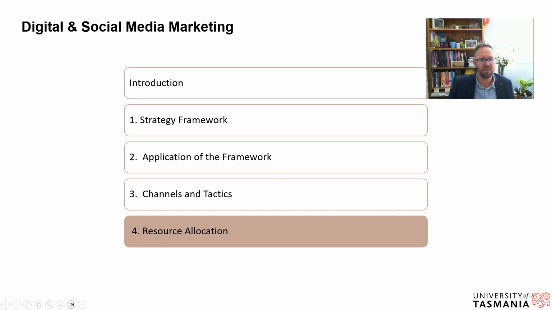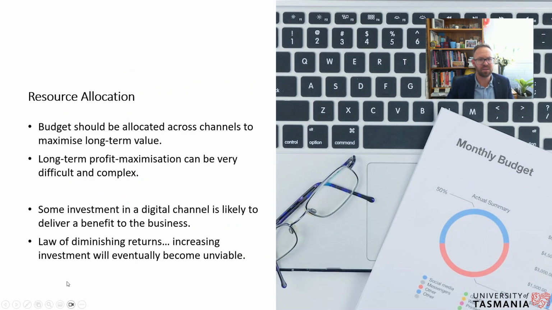All right, so that's it for channels and tactics. Now, I'll quickly look at resource allocation. So, budgets should be allocated across channels to maximise long-term value. That makes sense, right? Long-term profit maximization can be very difficult and complex. Some investment in a digital channel is likely to deliver a benefit to the business, but we have this idea of the law of diminishing returns.